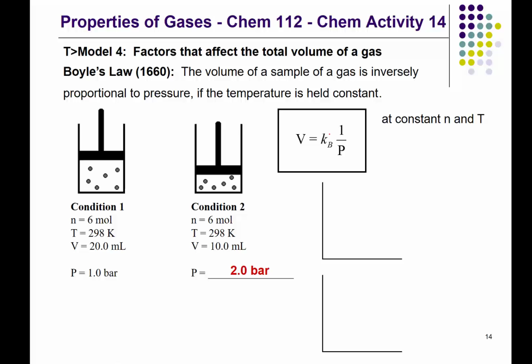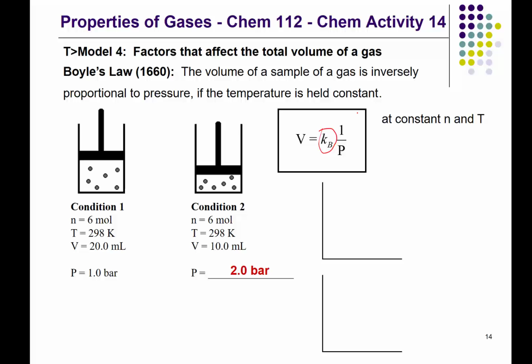Now, you'll never need to calculate this constant, which I'm referring to as KB, the B standing for Boyle. Rather, we'll see how we can combine all the different constants for the relationships that we're going to discuss into one constant that we'll refer to as the ideal gas law constant. It's important that you understand there has to be a constant here, because we can't say that volume is equal to pressure or 1 over pressure.